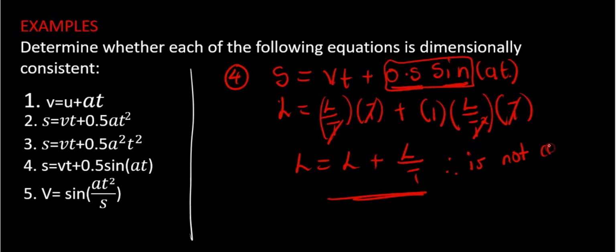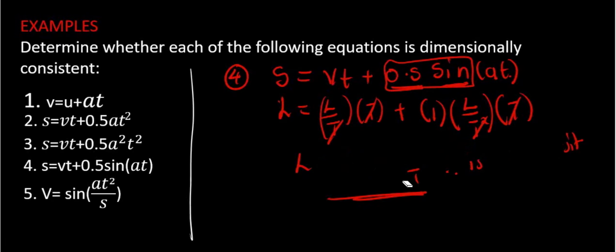Consistent. Why is it not consistent? Because the right side and the left side are not equal. If they were equal, we could have said that it's consistent. But they are not equal, meaning it's not consistent. So we say it is not dimensionally consistent in that situation.